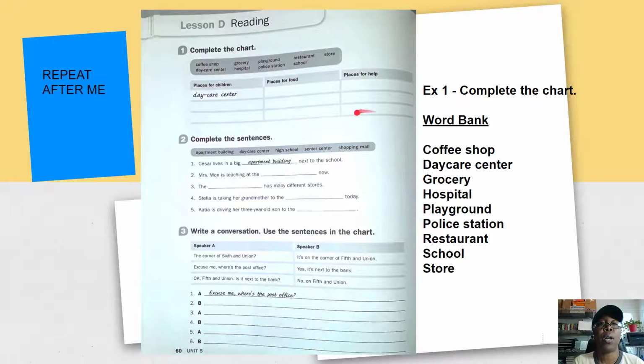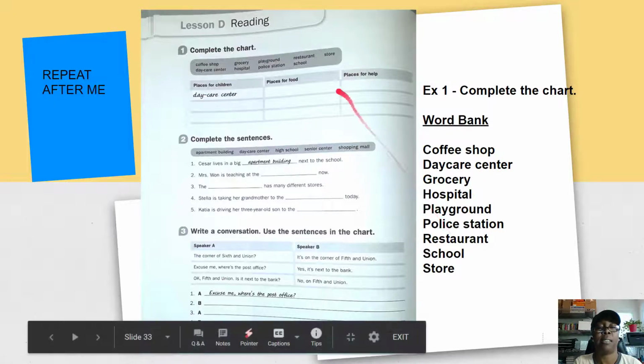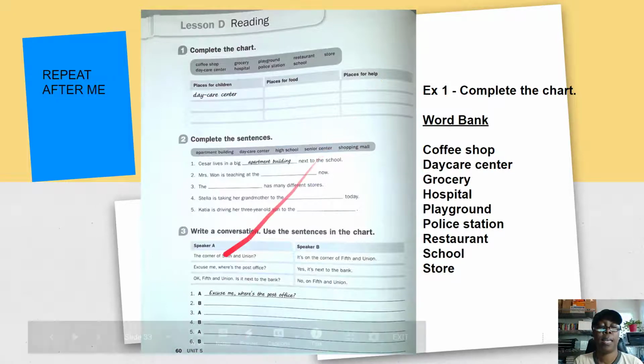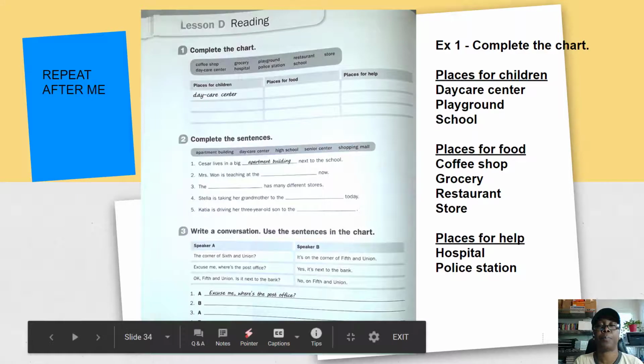So we are going to complete the chart. Let's look at the list and think about where the places for children are on this list. So let's look at our word bank and think about places for children. And then let's think about places for food. And then let's think about places for help. All right? And let's move on to our next slide.